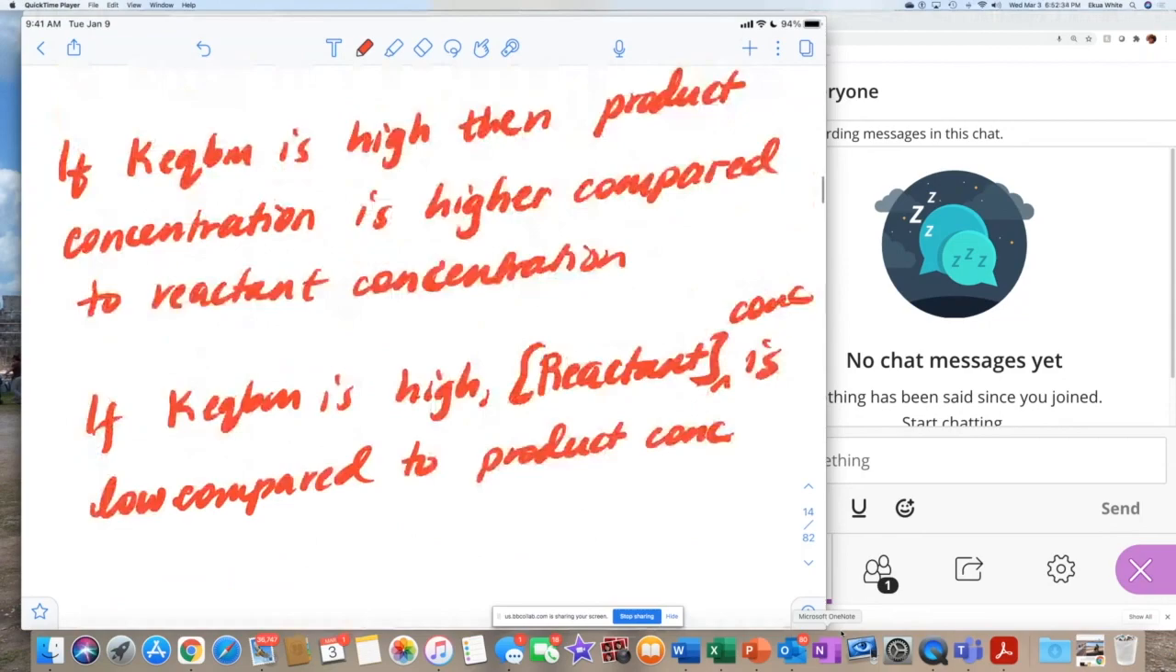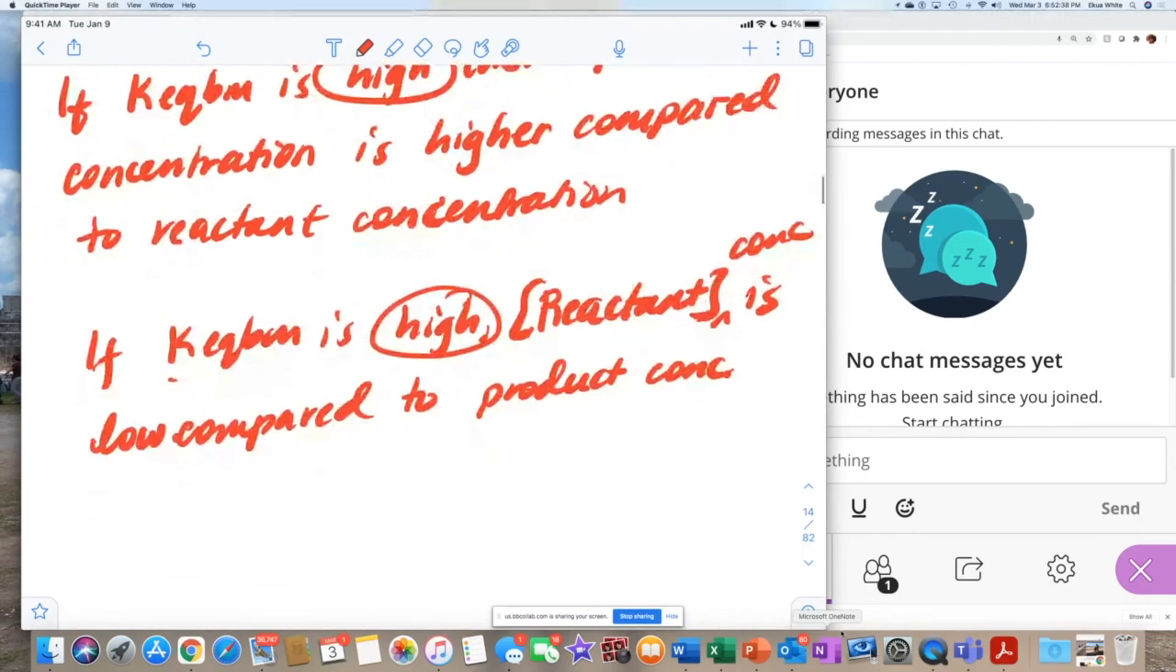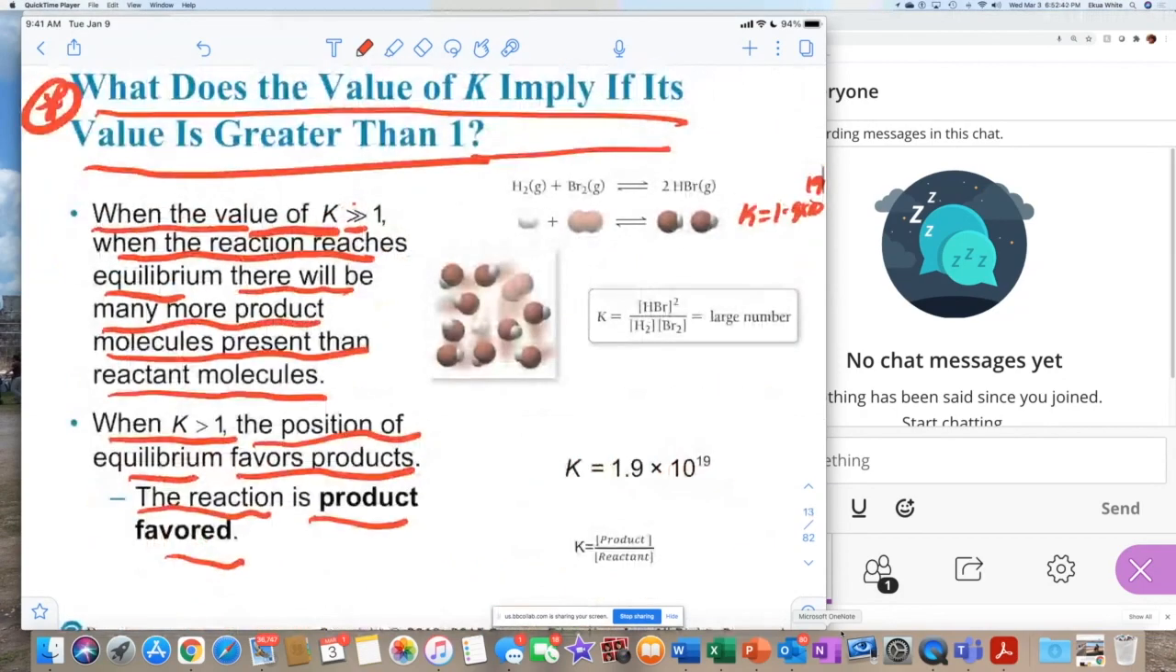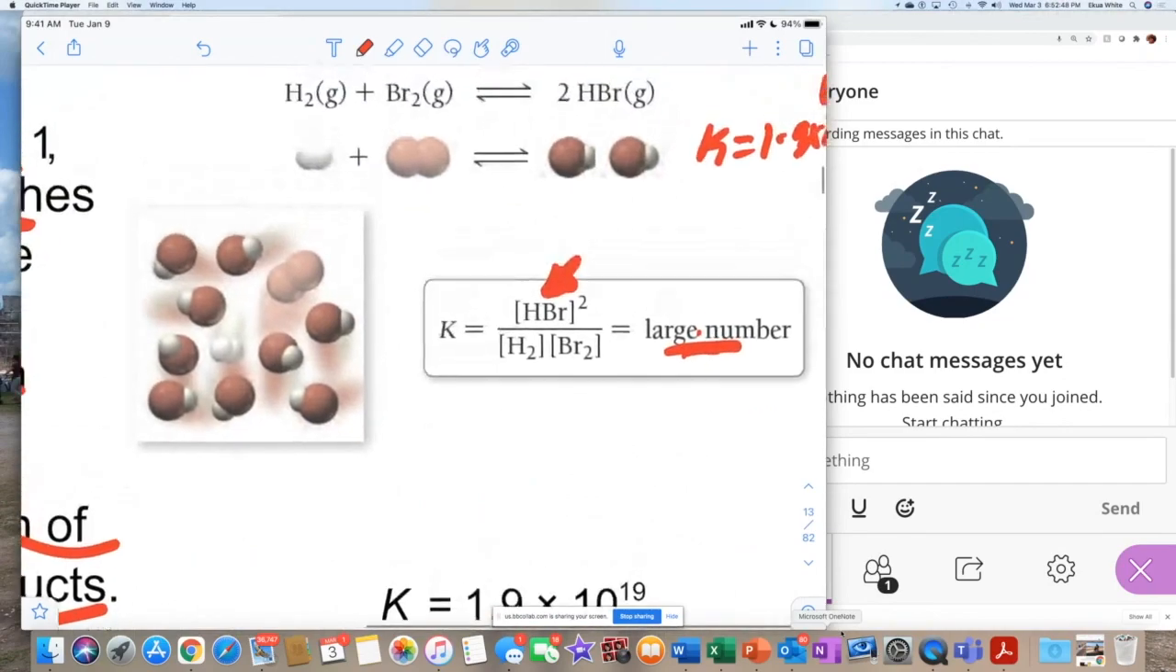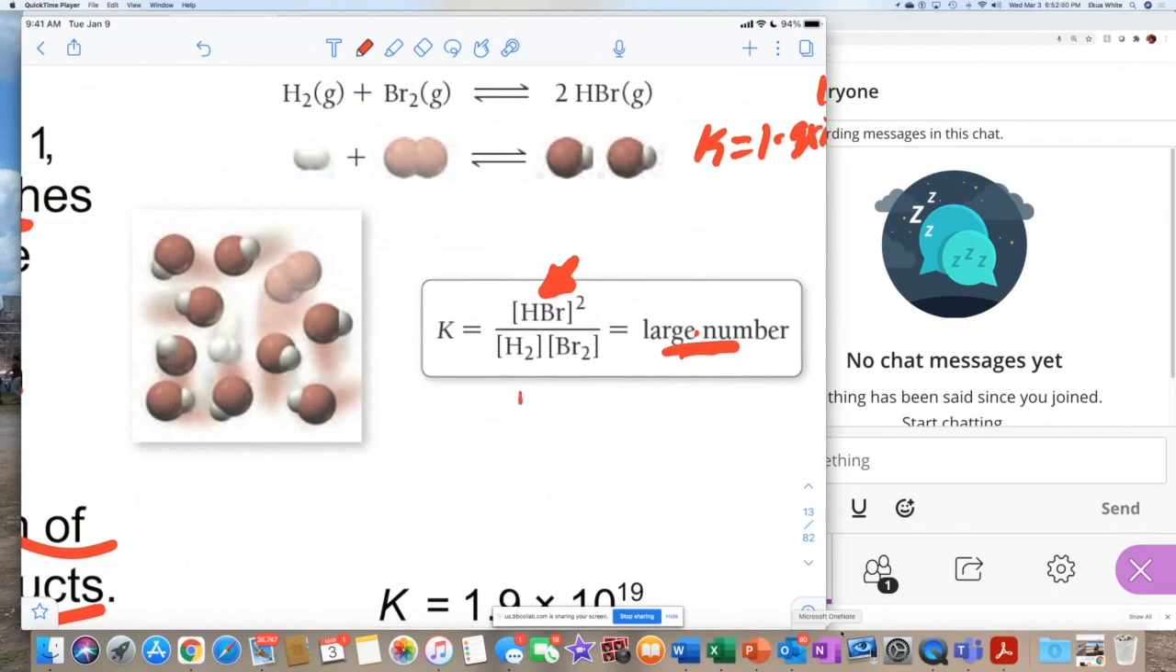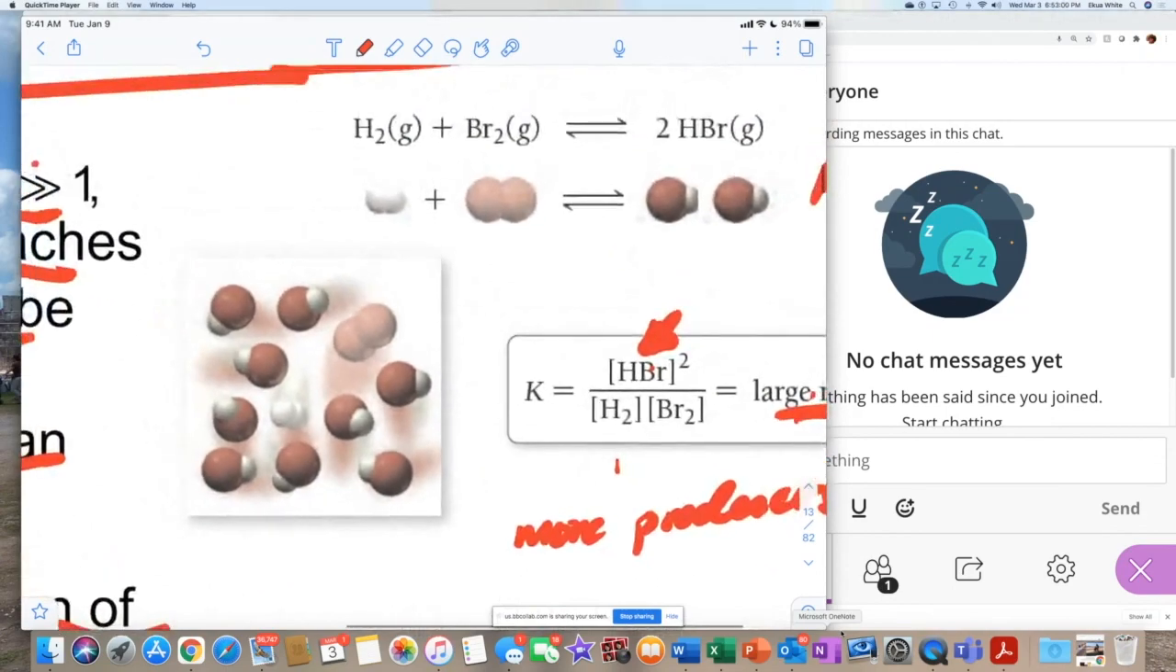So what does that mean? In both cases, when K equilibrium is high, at equilibrium, we should have more products. That's what I'm saying here. So let's see how this is true. At equilibrium, because this number is large, this portion here is going to be large, right? You can see this part here. They wrote the K equilibrium expression. You're going to have more products. So more products. Okay, let's see how the picture illustrates that.